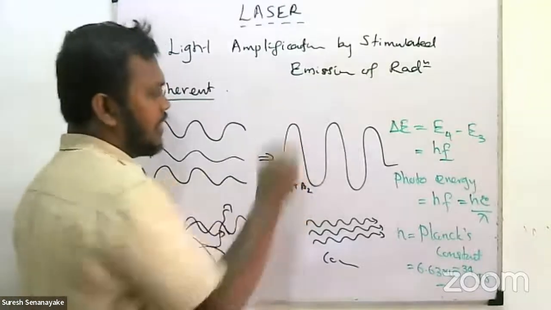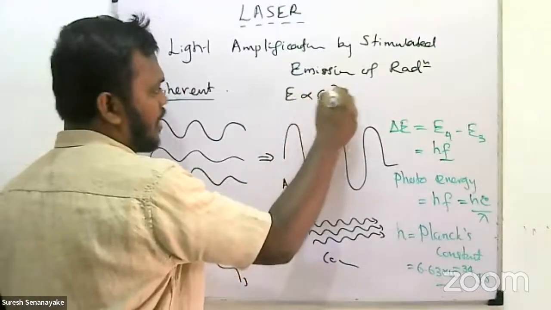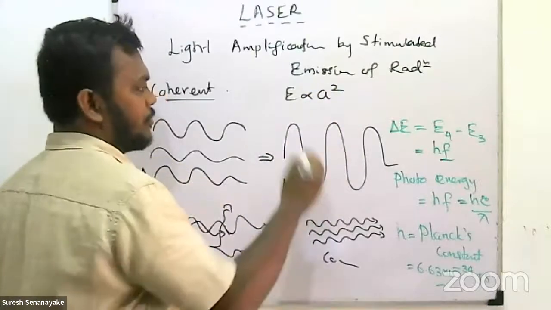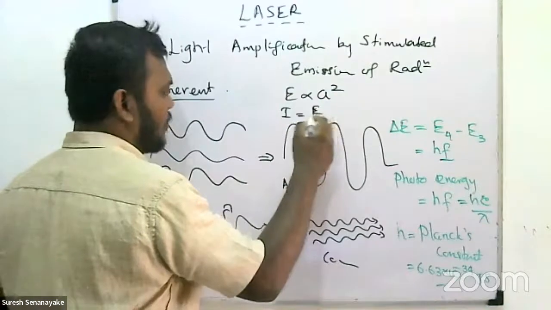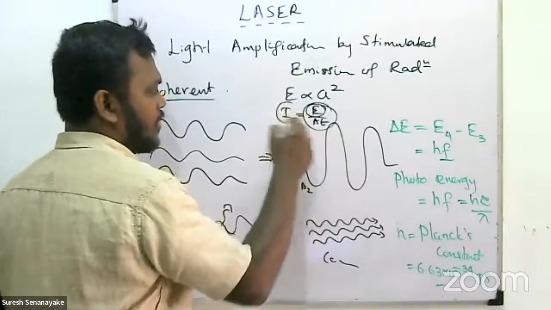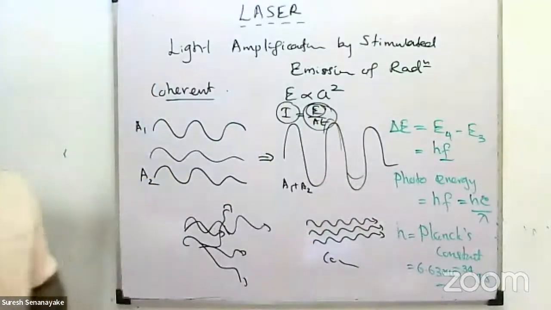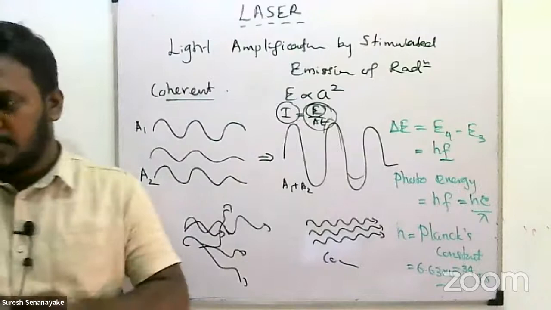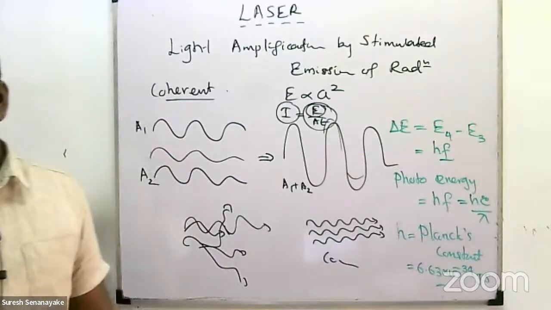The amplitude is large. You know that wave energy is proportional to the square of the amplitude. The intensity means the energy per unit time per unit area. So if E is greater, then I is greater. That happens because of amplification: the amplitude will increase, so the intensity also increases highly.